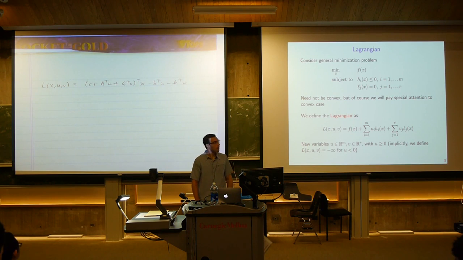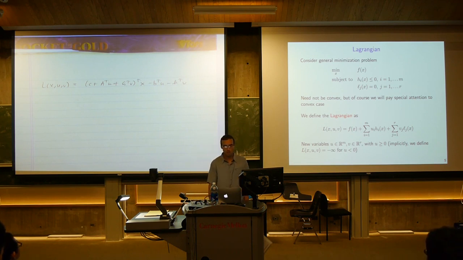Okay, so we're going to move away from linear programs. We're just going to consider the most general form of optimization problem that we can. And we're not even going to require that our optimization problem is convex at this moment, but of course we're going to pay special attention to the case when it is convex.